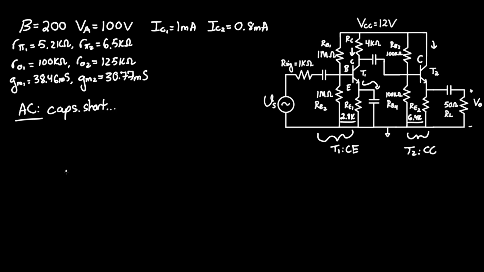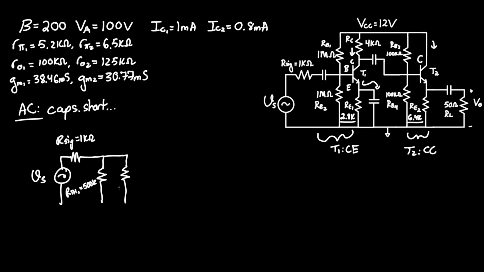So we have, of course, V sig directly connected to R sig, which is connected in series to R Thevenin 1, where we found it to be 500K. In parallel to that, as usual, we have R pi 1, which we found to be 5.2K, and all of these are grounded.